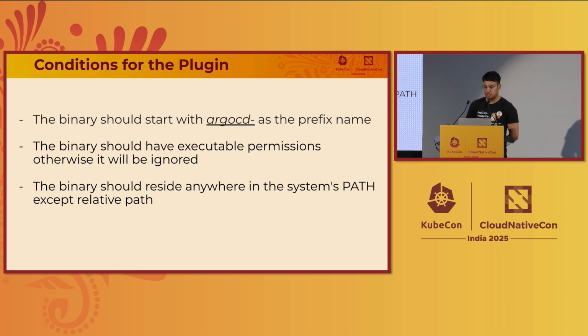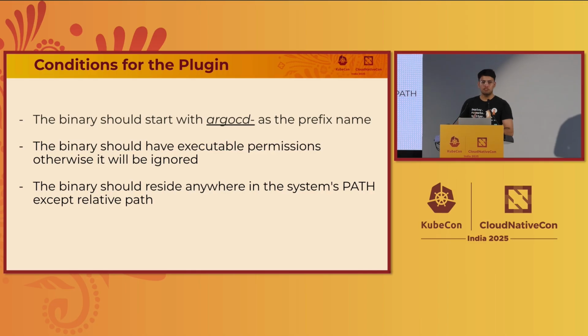As you know, the first condition is that the binary should have the prefix name ArgoCD hyphen. So ArgoCD-demo-plugin is a valid binary name, but ArgoCD underscore demo is an invalid binary. Why? Because ArgoCD underscore is not supported, right?